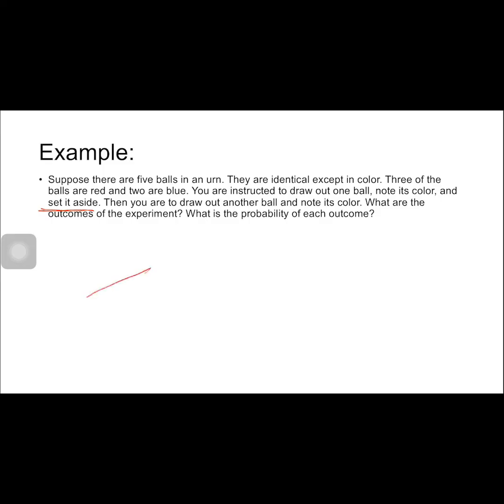Okay. So, here we have our urn. We have there 5 balls. We have 3 red balls and 2 blue balls. So, let us say this is for the red and this is for the blue. Okay. So, we are instructed to draw out 1 ball, note its color, and set it aside. So, what is the probability of getting a red ball on the first draw? Since there are 3 red balls out of 5 balls, that would be 3 over 5. Okay. What about blue balls? So, let us say, what is the probability of getting blue on the first draw?